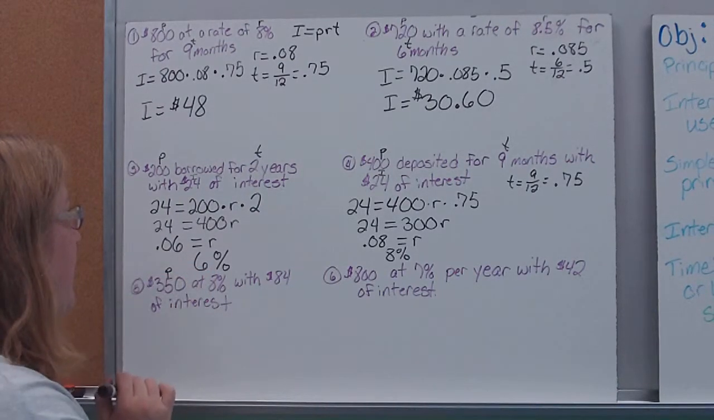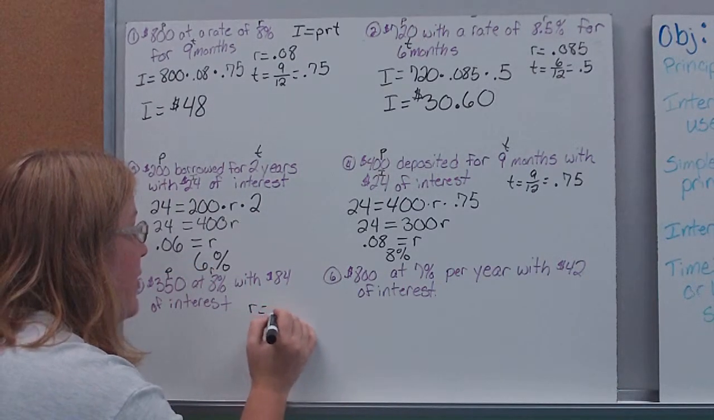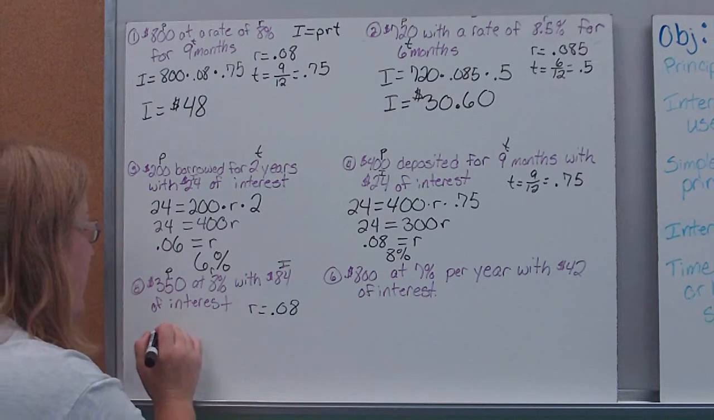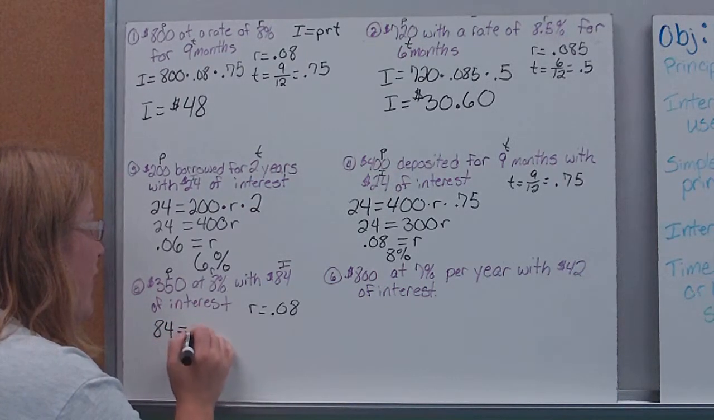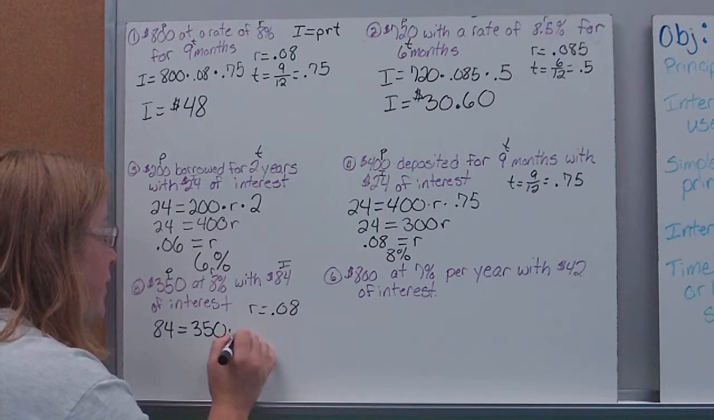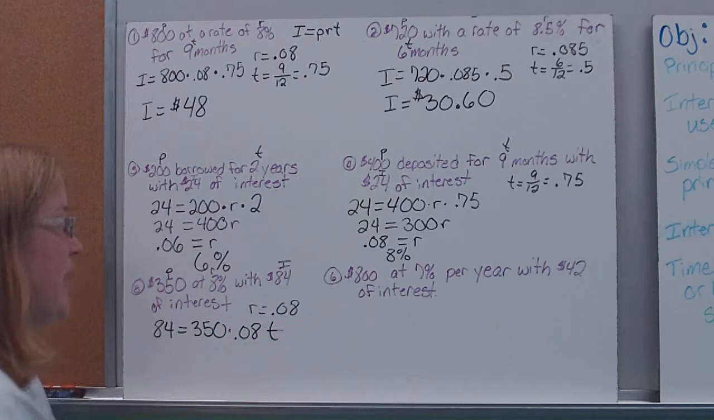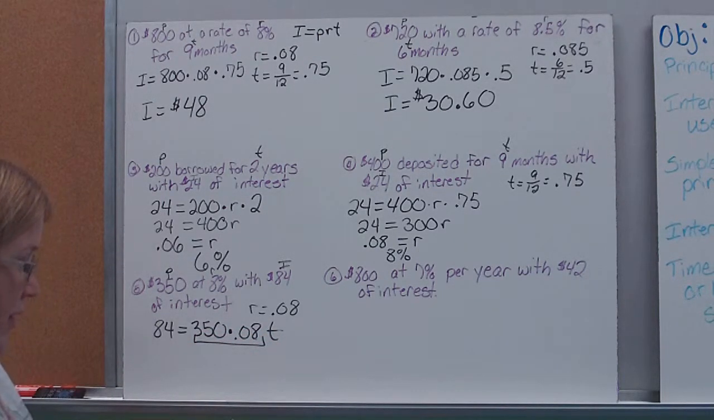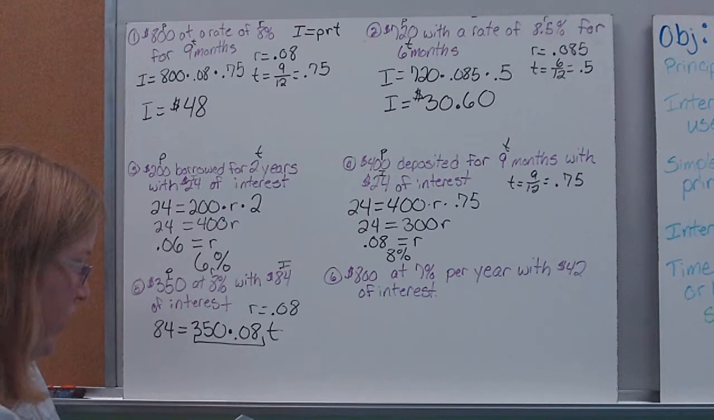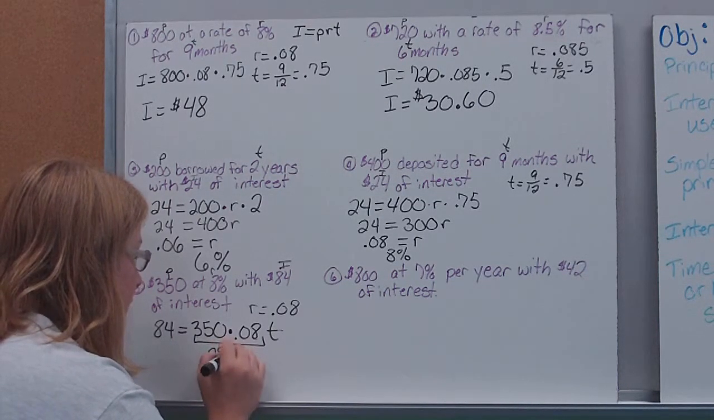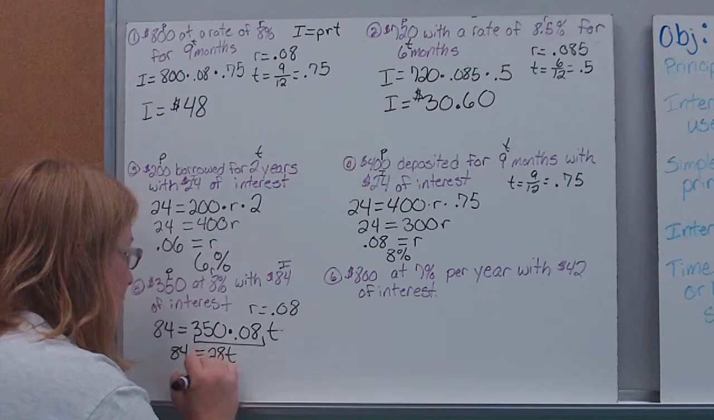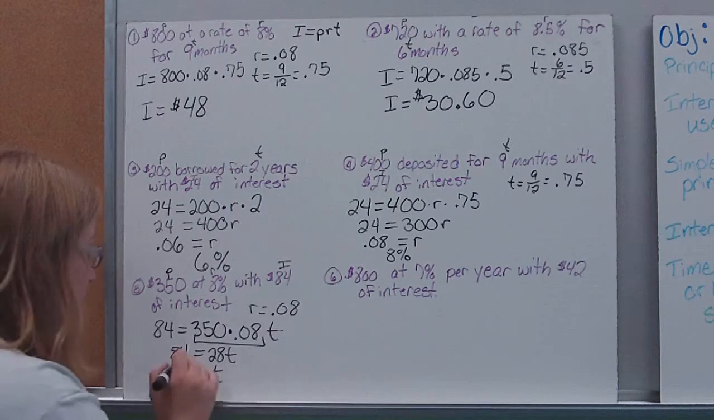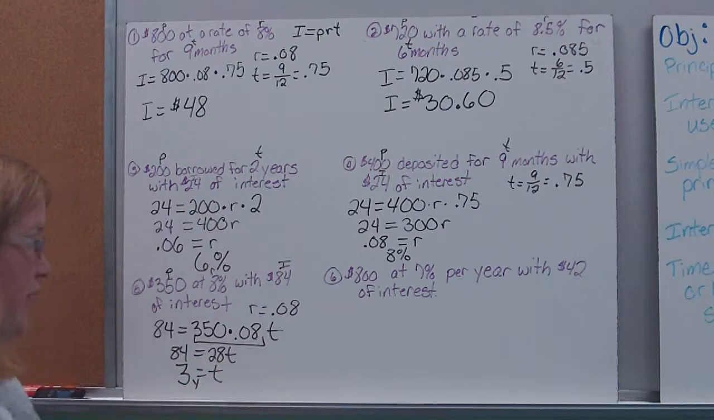So $350, there's my principal. I have my rate again, but I want to write it as a decimal, with $84 of interest. So there's my interest. So it's the time that I'm missing this time. So I have my interest, my principal, my rate, and I'm missing the time. So again, I'm going to combine my like terms, however you want to say it, by multiplying 350 times 0.08 gives me 28 times t is equal to 84. So then I'm just going to solve my equation. 84 divided by 28 gives me 3 years.